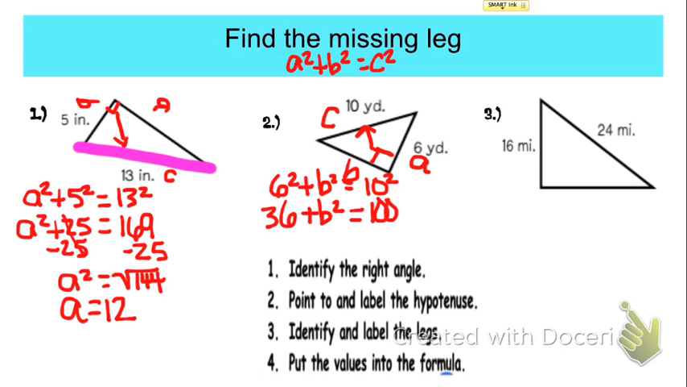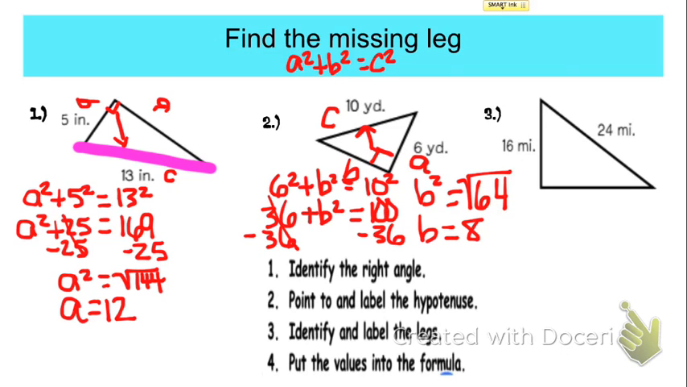So I need to solve for b, so I need to remove the 36 and move it over to this side. And I'm left with b squared equals 100 minus 36, which gives me 64. And I need to find the square root of 64, so I'm going to go ahead and put the square root symbol over top of it. And I'm going to enter it into my calculator and say second x squared, and that's going to give me b equals 8, because we know that 8 times 8 is 64.